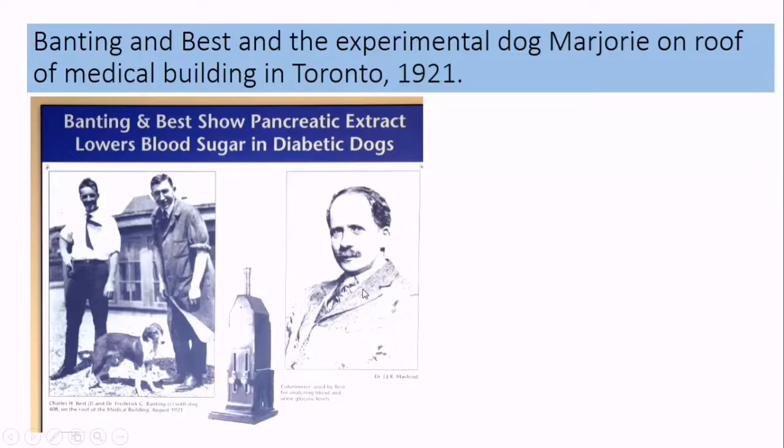Professor MacLeod, a physiology professor, helped them in discovering insulin, and this is a calorimeter, a very antique, vintage kind of calorimeter from the early part of the 20th century, which was used by Best for analyzing blood and urine glucose levels.